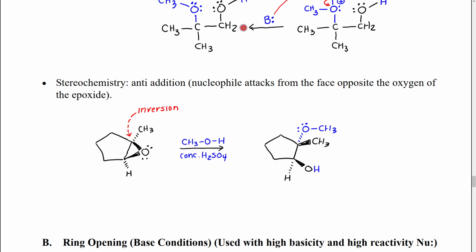If we treat this with the same reagent that we used above, methanol and concentrated H2SO4, the methanol is going to attach to the more substituted carbon, as we discussed, but in that process, it's going to do inversion. So as it attaches and breaks the bond from the backside, the methyl group will be pushed from a dash onto a wedge, and we will get this anti-stereochemistry right here.